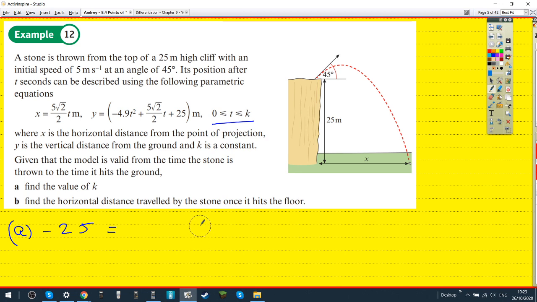That one was in terms of y and x. We eliminated t by doing that. So if I do minus 25 equals just the same thing, do I then just do 0 equals minus 4.9t squared plus 5 root 2 over 2 t? Yeah. And that's it. So what do you get there?